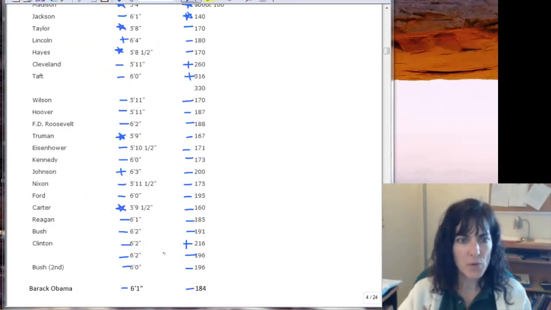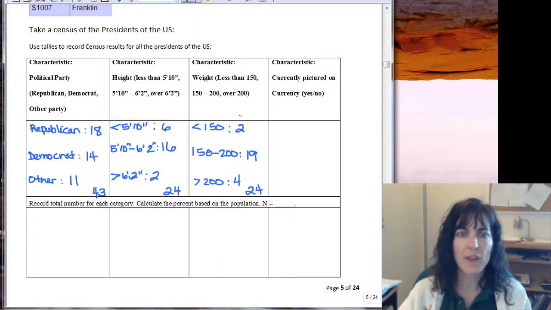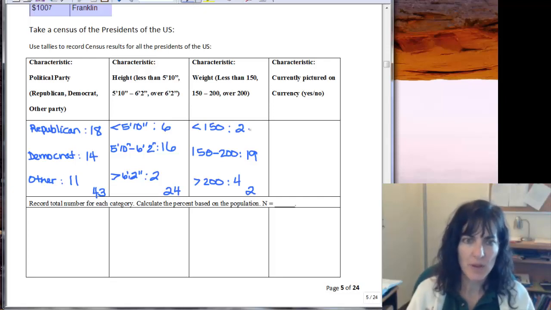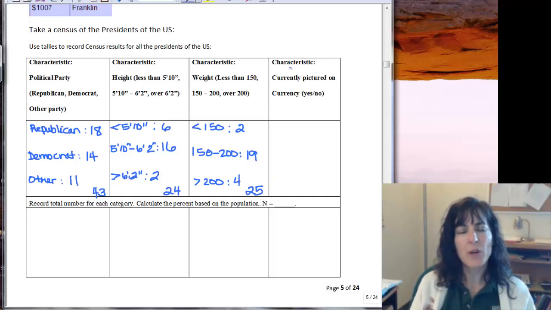Okay, so I do have this one extra where I took Clinton's weight a second time, so that is 25 there. So I do have 25 values there. And that's what my total comes to here. It should be one higher because I took one extra value.